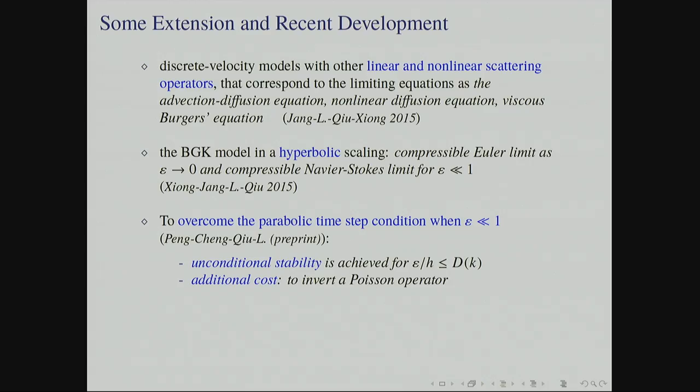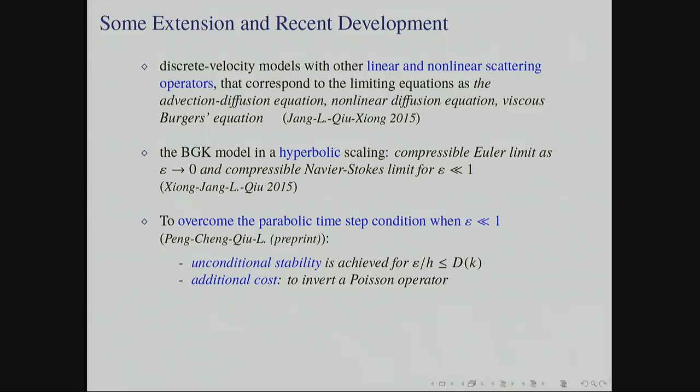There are some other extensions of the idea we developed. We apply a similar idea to some more general scattering operators, but only for discrete velocity models. There you can generate different limiting equations like advection diffusion, nonlinear diffusive equations, or Burgers' equation. We also look at a different scaling, like for the BGK model. If you work with hyperbolic scaling, the limiting equation will be compressible Euler, so it becomes hyperbolic and is no longer diffusive.